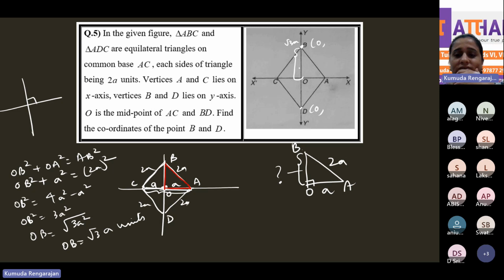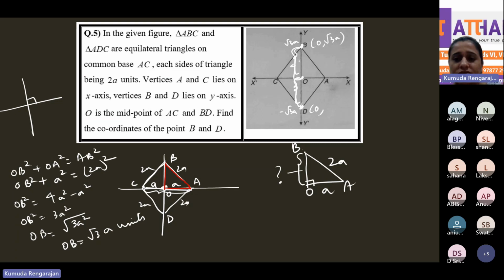Now we found this height. OB is root 3 A, so this point is 0, root 3 A. This one is the same thing, because O is the midpoint of BD. So if this one is root 3 A, this one is also root 3 A, but on the negative side. So minus root 3 A.